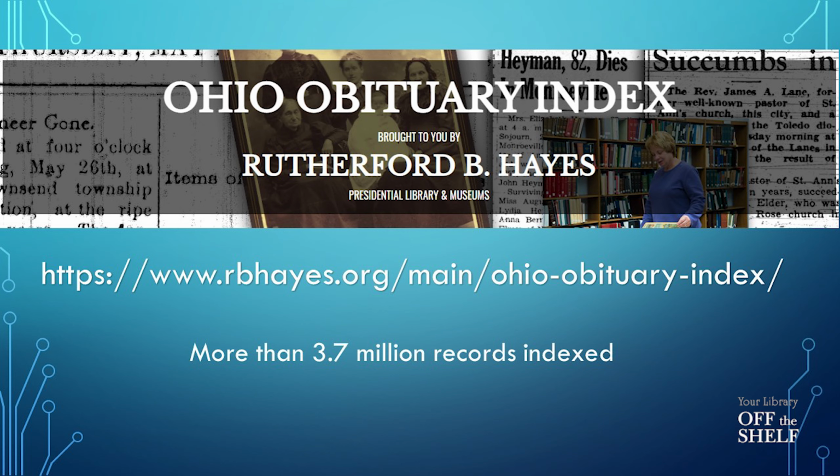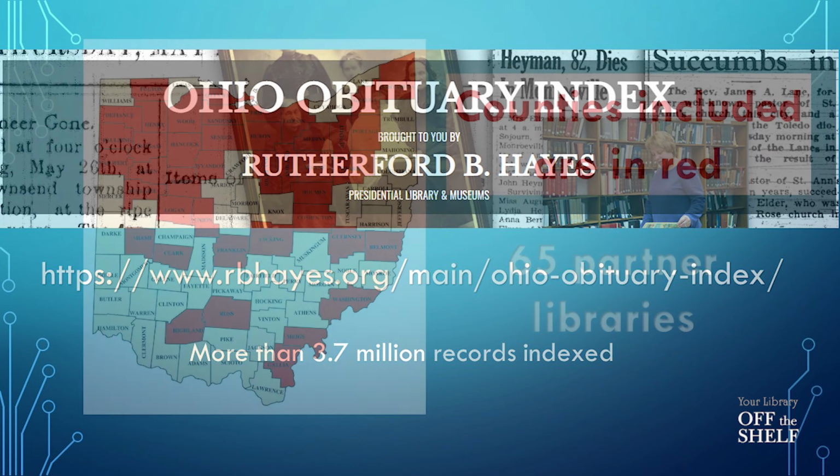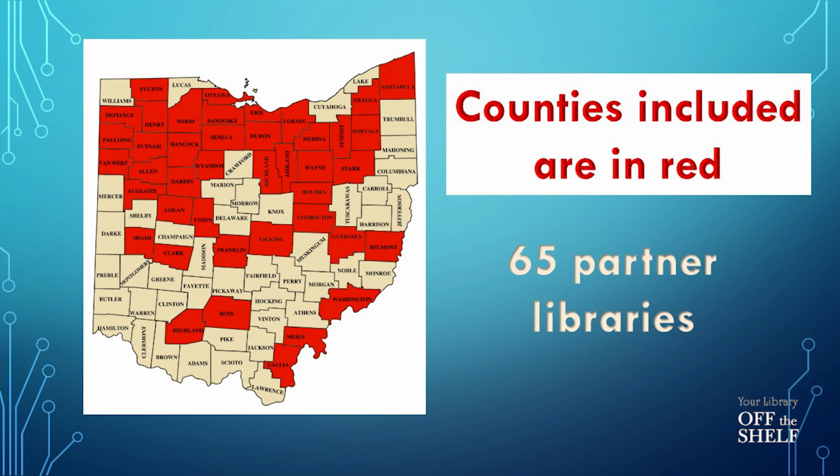So we're adding stuff on a regular basis through the RB Hayes website. Currently, there's more than 3.7 million records that have been indexed. And there are at least 65 different partner libraries within the state of Ohio who have contributed information to the RB Hayes statewide obituary index. Those counties can be seen here on this map. They're the ones in red. So you see there's a huge focus on especially the northern part of Ohio. And you have a few down in Gallia, Meigs County, Washington County, a few over on the Ohio border there, near the Ohio River with Belmont as well.